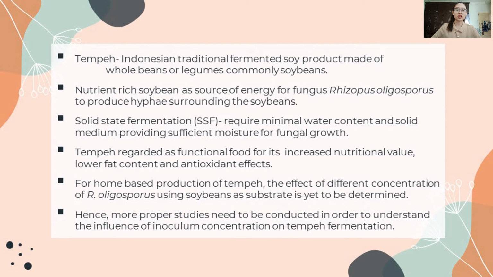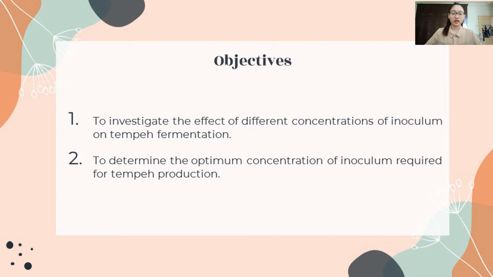For home-based production of tempeh, the effect of different concentrations of Rhizopus oligosporus using soybeans as substrate is yet to be determined. Hence, more proper studies need to be conducted in order to understand the influence of inoculum concentration on tempeh fermentation. The objective of this study is to investigate the effect of different concentrations of inoculum on tempeh fermentation and to determine the optimum concentration of inoculum needed for tempeh production.